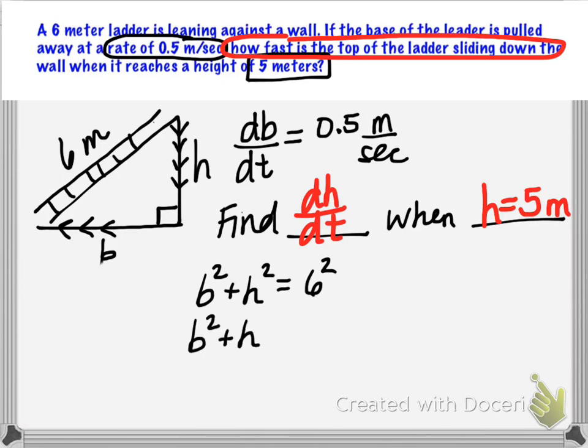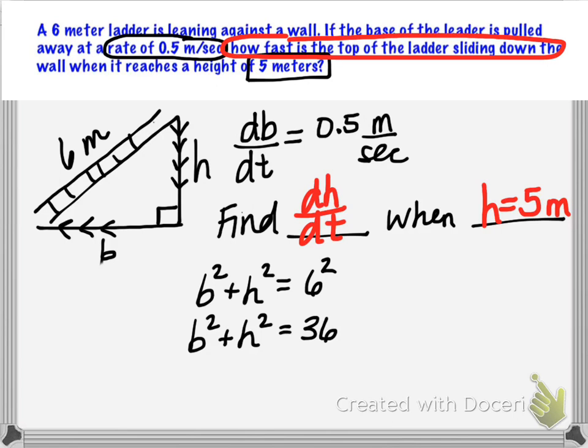Once we have an equation that relates all of our variables, then we're ready to go ahead and use implicit differentiation to find the derivative. Now remember, what we're trying to find is dh/dt. That means that we want to differentiate with respect to time. So we're going to take the derivative with respect to time, but we're doing that implicitly.